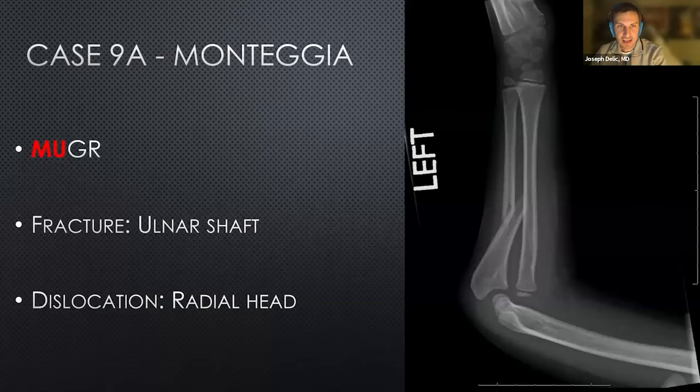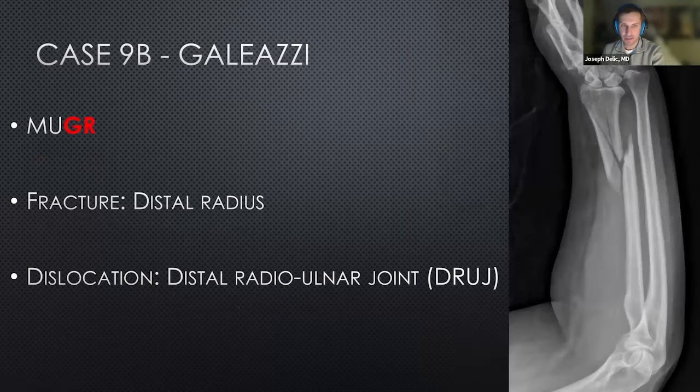All right, so 9A, that's the Monteggia fracture. So how do we remember these? Well, we're all taught the mnemonic MUGR, and it's supposed to indicate what is the diagnosis and what bone is fractured. So the Monteggia, you have an ulnar fracture. The Galeazzi, you have a radius fracture. Then you have to remember what's dislocated. I like to think about it as kind of proximal and distal. So MU, Monteggia, the ulna is fractured, and proximally, the radial head is dislocated.